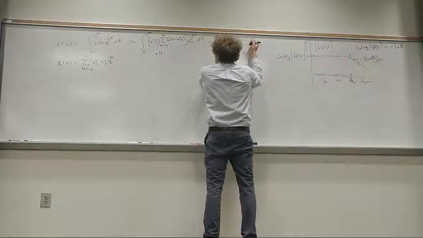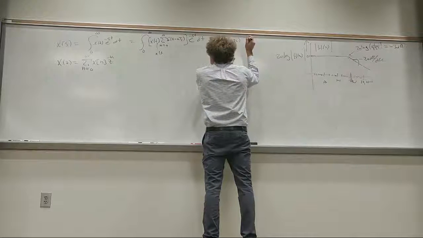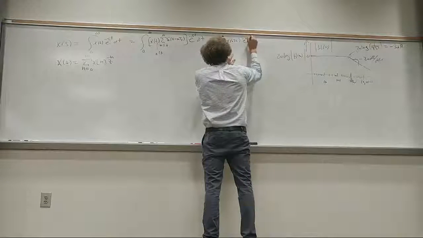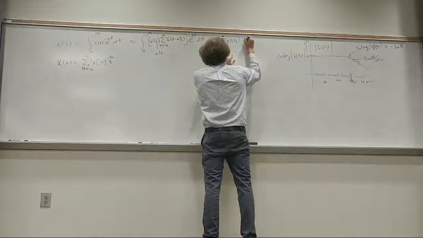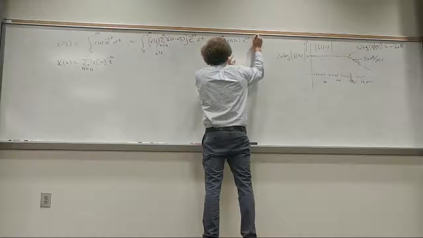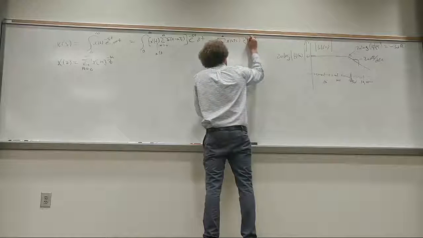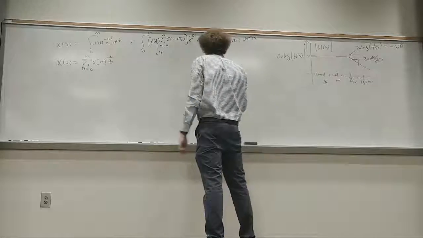And then I have the integral of that, and it's going to come out to be the summation of x of nTs times e to the minus quantity nTs times s. That should be Ts here. Maybe I'll just leave it as t.